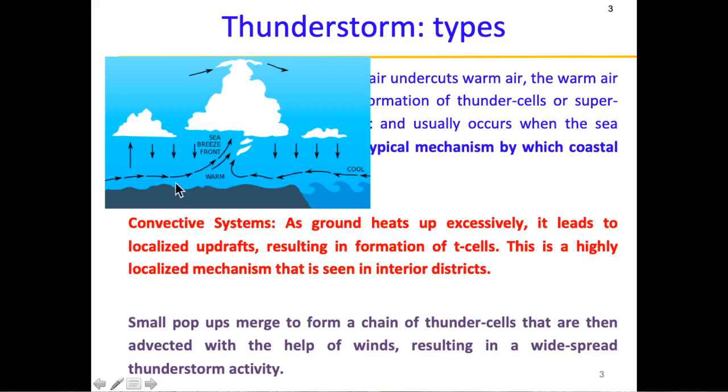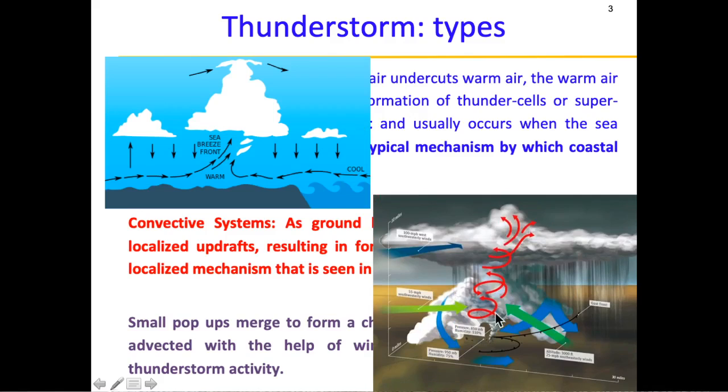The sea breeze has to be not very strong, because what will happen is the sea breeze will just penetrate inland and it will not allow for the formation of thunderclouds very close to the coastal region. That's why most of the time interior places get a lot of thunderstorms, because the winds usually meet in the interior places.